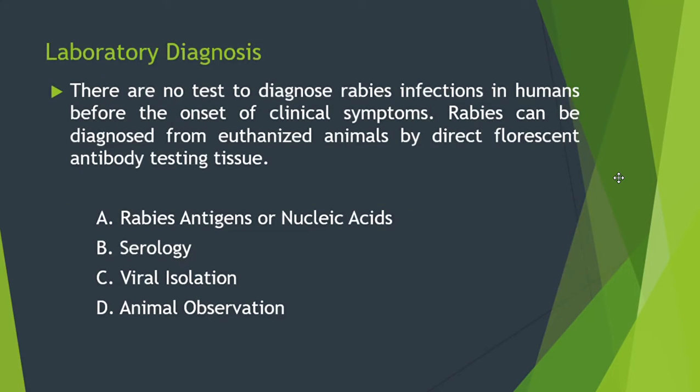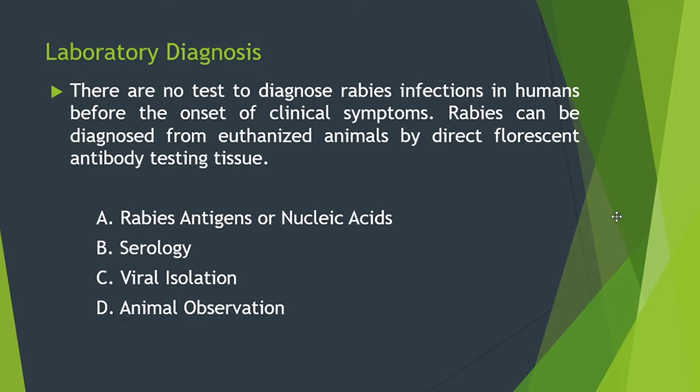Laboratory diagnosis. There are no tests to diagnose rabies infection in humans before the onset of clinical symptoms. So you must have all the symptoms first before it can be diagnosed as rabies. Rabies can be diagnosed from euthanized animals by direct fluorescent antibody testing of tissues for rabies antigens or nucleic acids, by serology, by viral isolation, and animal observation.